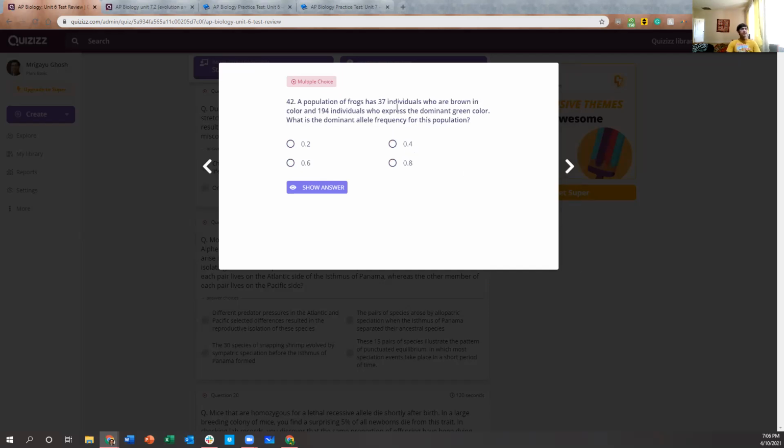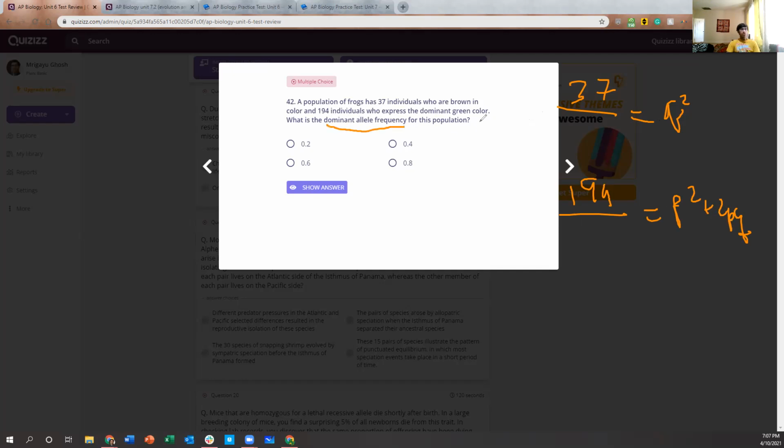A population of frogs has 37 individuals who are brown in color and 194 who express the dominant green color. 37 are brown, which is recessive because green is the dominant color. So 37 out of the total is q squared, because that's the recessive phenotype, or the recessive genotype. And 194 is the dominant green, so 194 out of the total is p squared plus 2pq. We want to find the dominant allele frequency, so we're trying to find p.